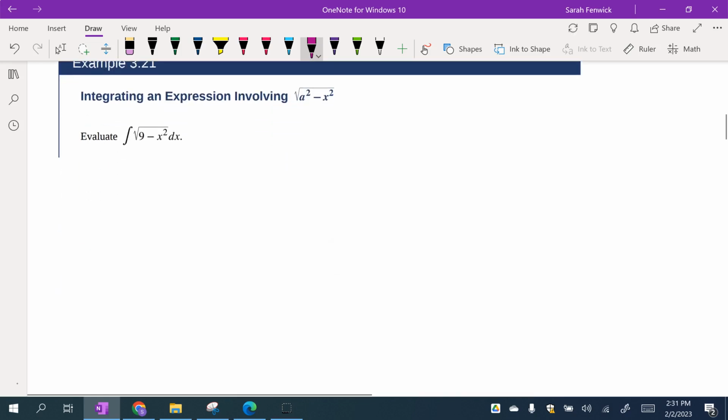So looking at the same problem we were just working on, we're going to run through it again. A quick reminder, here is your a squared, which means that a is 3. That's where we got the 3. So we're going to say x equals 3 sine theta and dx equals 3 cosine theta d theta. And we've already done a lot of this, so we're going to jump down to where we were. So we're going to jump down to the integral of 9 cosine squared theta d theta.